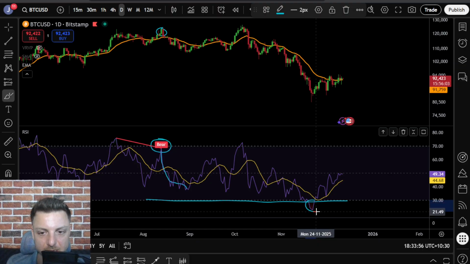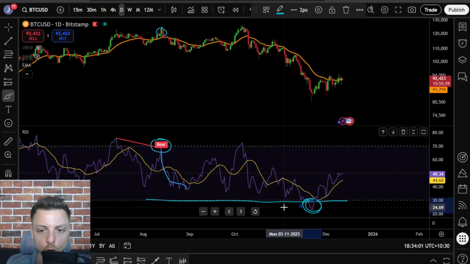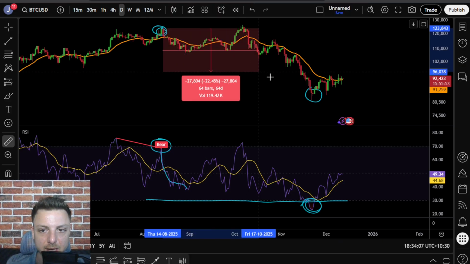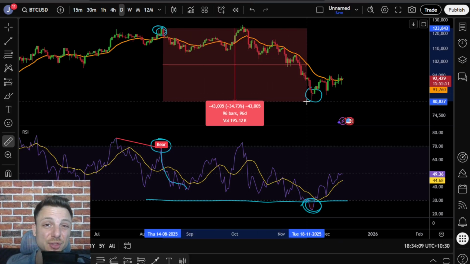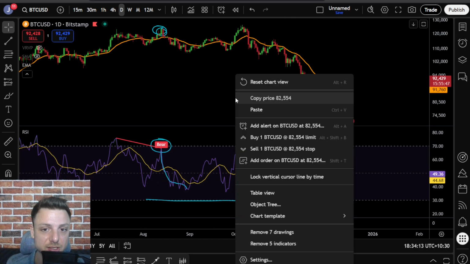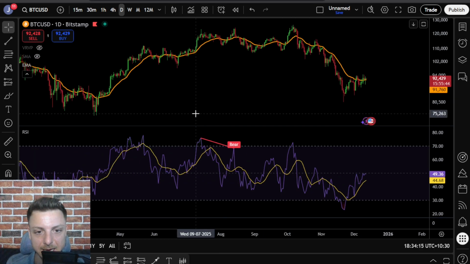We see the first time the RSI enters the below 30 or the oversold region is right here. We can look at where our entry was. Look at the type of trade that the RSI gave us. It's around a 35% trade, and we literally just got our signal to get out of the market.